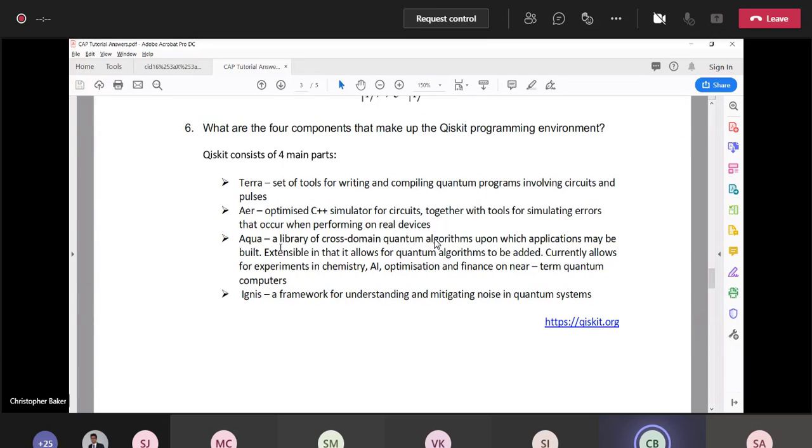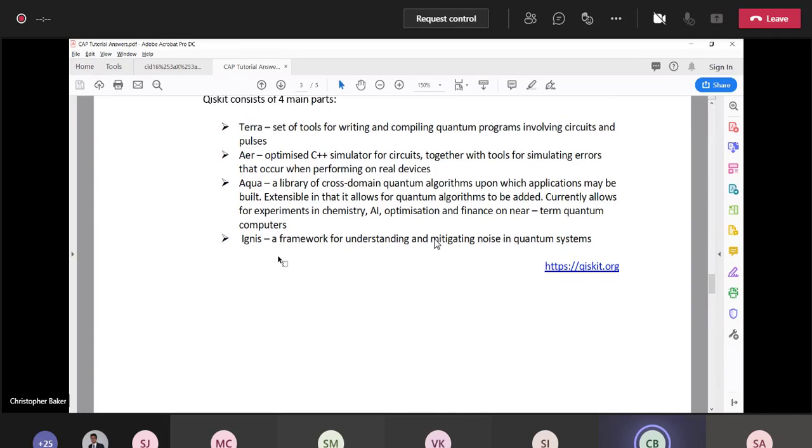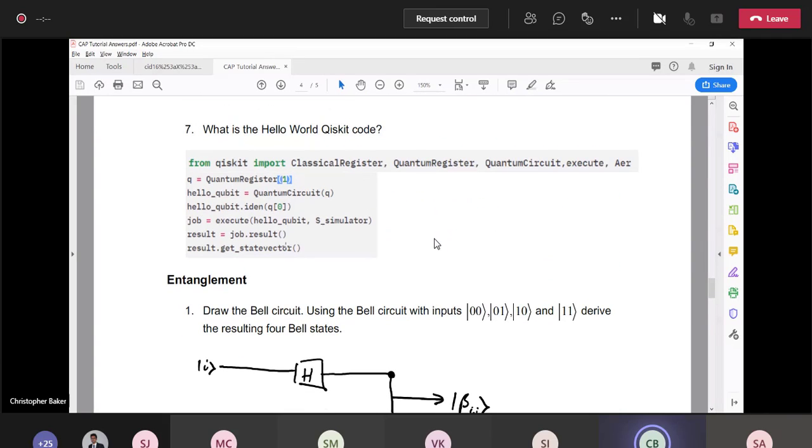We're looking at Qiskit in some of the practical sessions over the next couple of weeks as well. The Hello World Qiskit code is: from qiskit import ClassicalRegister, QuantumRegister, QuantumCircuit, execute. So q is equal to QuantumRegister of 1, hello qubit is equal to QuantumCircuit of q, the Hello qubit operations act on q of 0, and then the job executes the hello qubit on a simulator, you get the result, and then the state vector of that result.